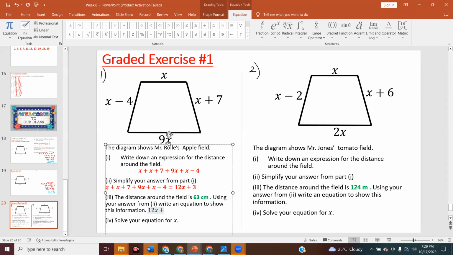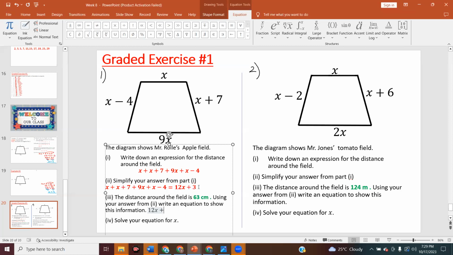So you see this is 1x, right? Plus another x, that's 2x. What is 9x plus 2x? 11x. Good. Add another x is what? 12x. Good. So that's how we get 12x. And then 7 minus 4 is? 3. So that's how we get 12x plus 3.